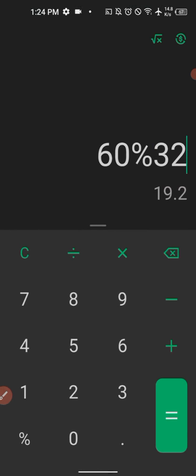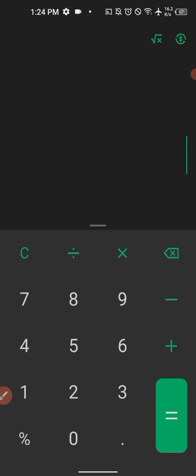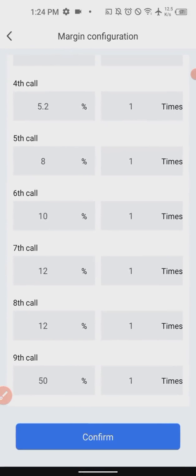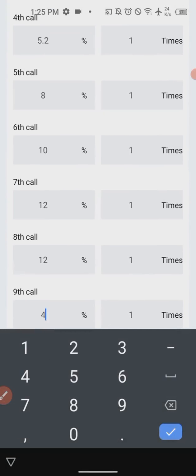The gap was this is the problem. 32 minus 20 is 12. So 12 should be about 40% of 32. Beautiful. So the lowest drop is 40%, not 60%. That was where I made the miscalculation. So my ninth call should be within 40%. I don't know if you're following.